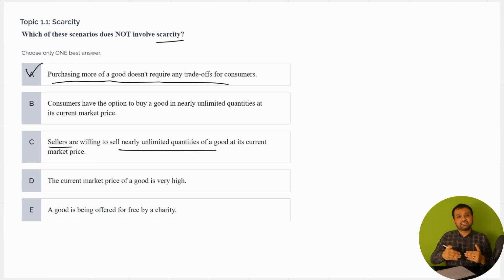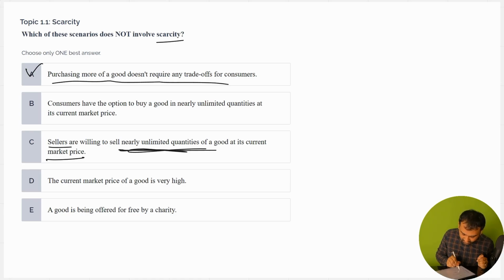So whenever sellers are deciding to produce and sell something, they are choosing to give up producing something else. So that is how scarcity applies to sellers. Although they may be willing to sell a massive amount of a particular good at a current market price, it's not like they're not giving up the chance to produce something else. So scarcity does apply to them.